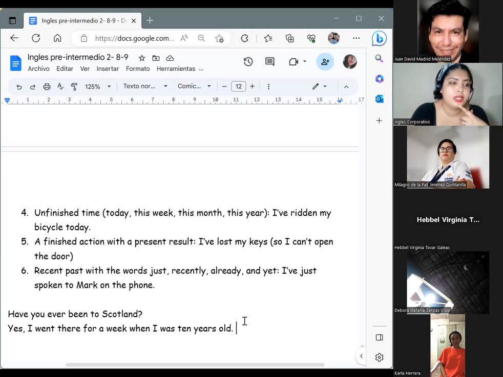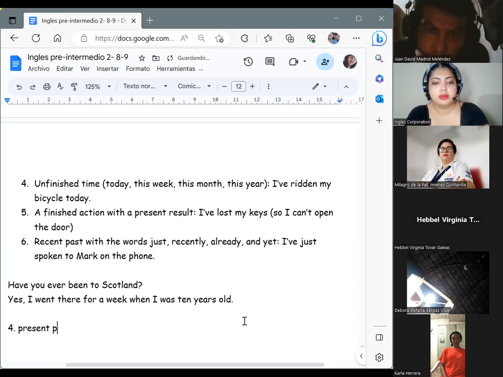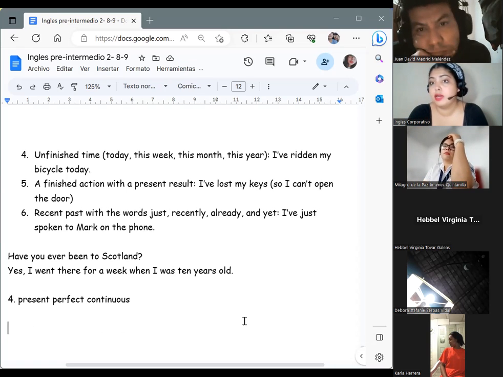It has an activity here, but we're not going to do the activity because it's just to write the correct verb in past and then to say what is the question in present perfect simple. So in that case, we're not going to make it because it's kind of simple. So we're going to pass this thing. Because we are almost done with the information, so we need to pass to the number four. And in the number four, we have the present perfect continuous. That is the last tense that we have in present. So in this case, the present perfect continuous is the last of the present tenses.